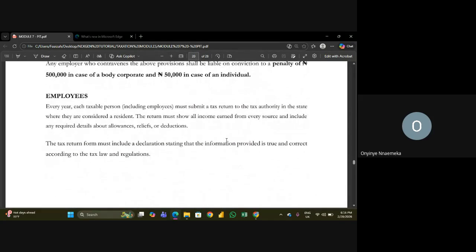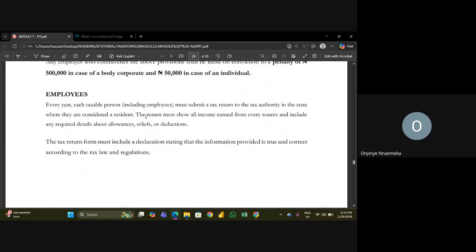For employees, every year, each taxable person must submit a tax return to the tax authority in the state where they are considered residents. This return must show their income earned from every source. Now, we are talking about, let's say, a sole proprietor or a partner. You might be an employee, but you have other sources of income. We're talking about the ones you as an employee are liable for by yourself. So you have to show your returns with all your income from every source, all the allowances and deductions that you have made. Now, this return must include a declaration saying that the information you have provided is true and correct.